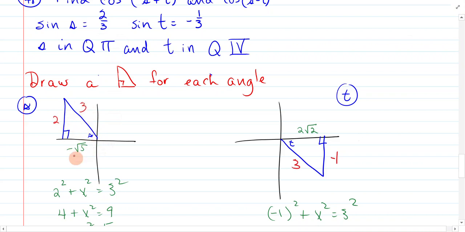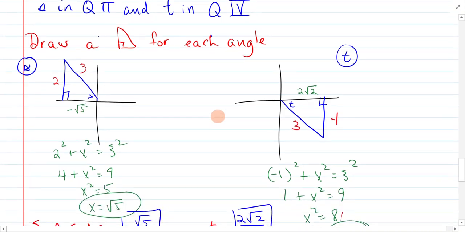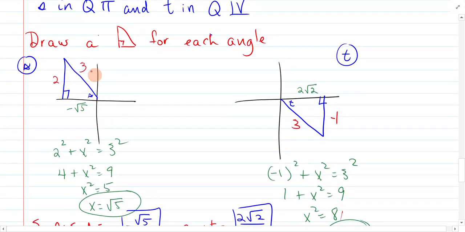You have to solve for the missing piece. You do that with a squared plus b squared equals c squared. And so I got that x was square root of 5. Because it's over here on this part of the x-axis, it has to be a negative square root of 5.